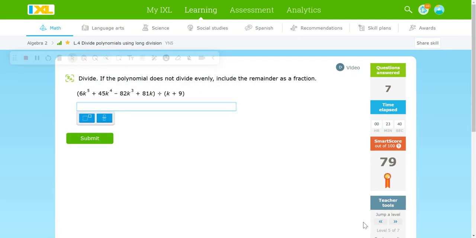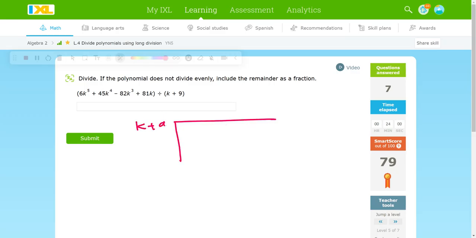Level 5. Okay. Same thing here. So let's take a look over here. You got this one is k to the 5th, k to the 4th, k cubed, and then k. All right. Not a big deal. We can do it. Let's write down the notation here. k plus 9 should be on the top left. 6k to the 5th, plus 45k to the 4th, subtract 82k to the 3rd, and then plus 81k. Alright, so now let's divide it.